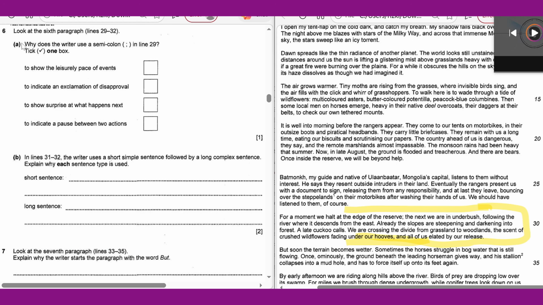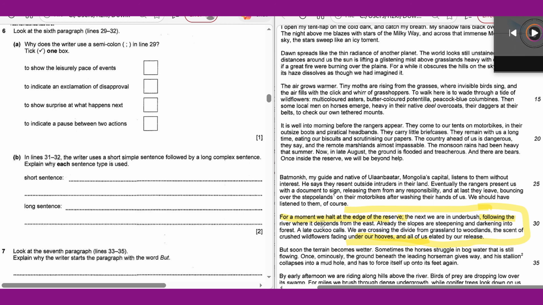Okay guys, number 6. Look at the 6th paragraph, lines 29 till 32 in the yellow section. A. Why does the writer use a semicolon in line 29? Take one box: to show the leisurely pace of events, to indicate an exclamation of disapproval, to show surprise at what happens next, to indicate a pause between two actions. Here we go. This is the semicolon here in line 29. And then let the timer start. We have to choose one of these 4 options.